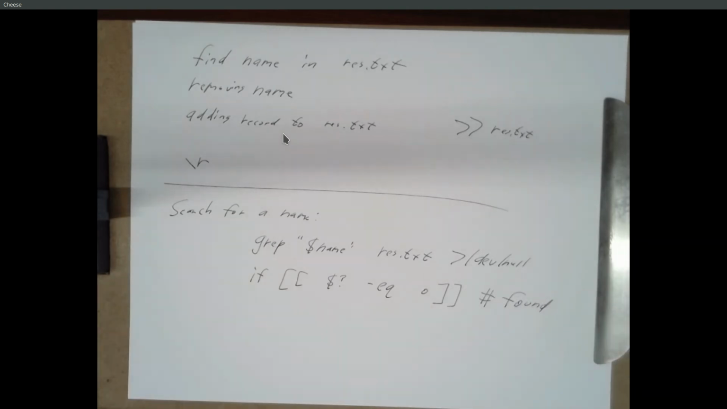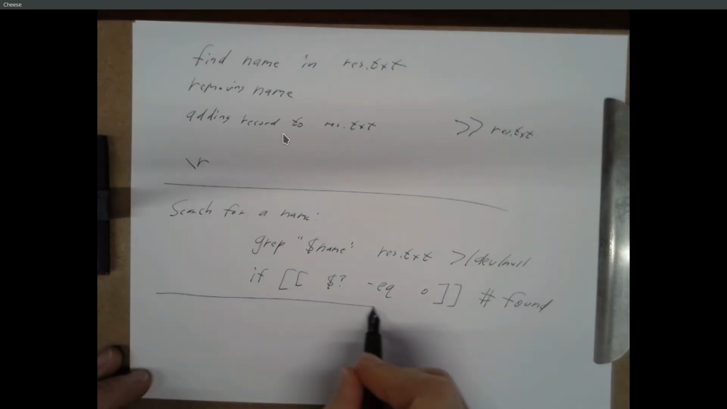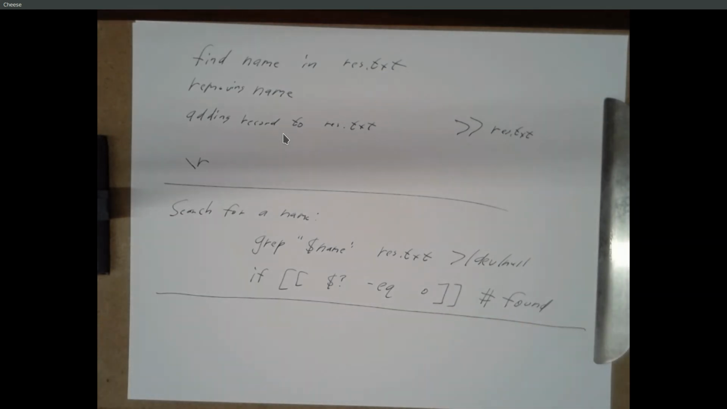And then you can check $?. If it's equal to 0, it means that it found that name in the file. If it's equal to 1, it didn't find it. So that's one option for looking for a name in the file. If you want to say something like, we see you already have a reservation with us, would you like to change it or keep it? Or something like that.